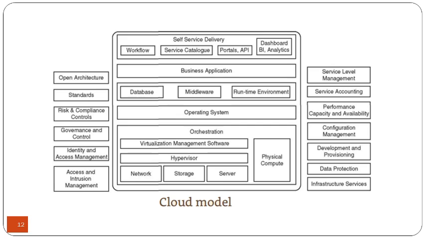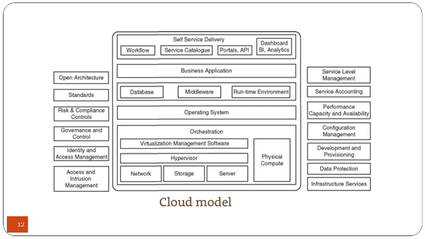Okay, and these can also be broken down into various elements, which will help them to visualize or understand it in a better way. So now in this cloud model you can see various components in the picture. On the right hand side you have the agreements, the performance, the accounting, how they account for each of the services provided by the cloud, and the configuration management, how they develop and provision the various services, and then data protection, and you have the infrastructure services. These are the various offerings of the cloud.